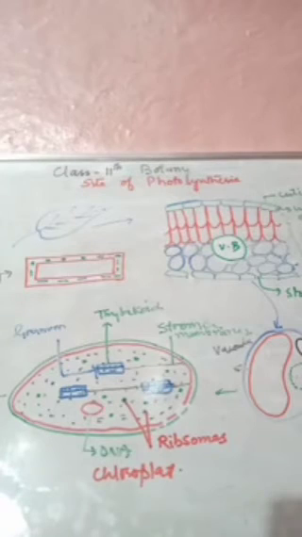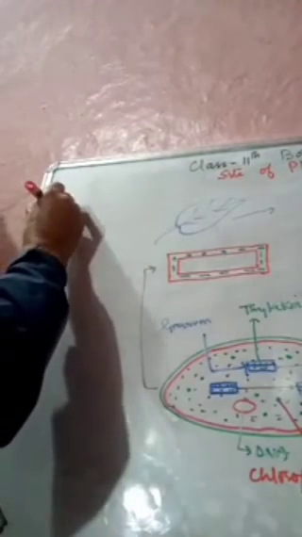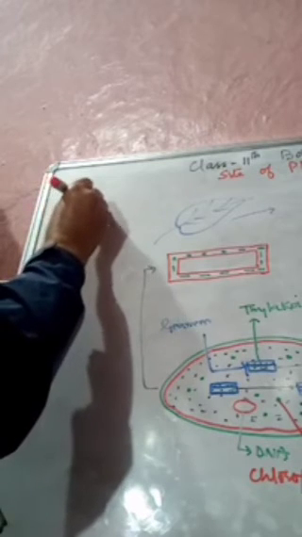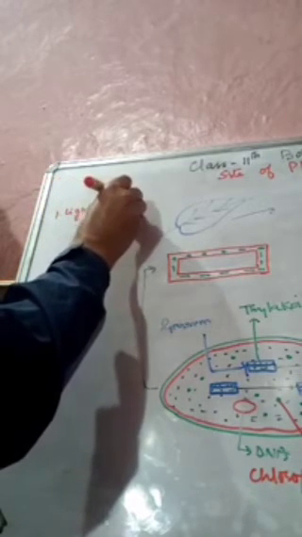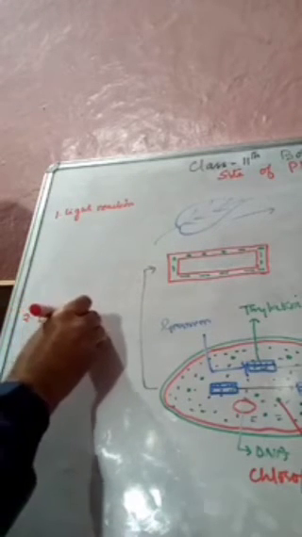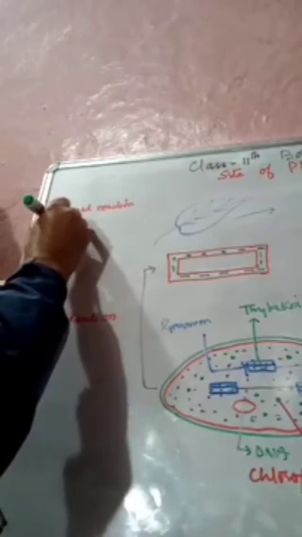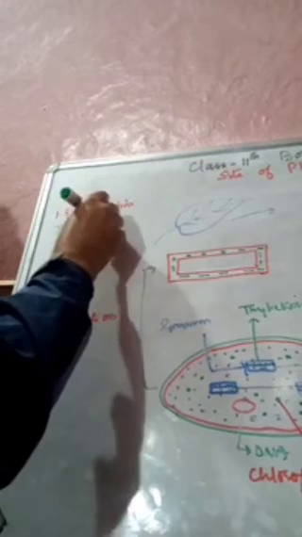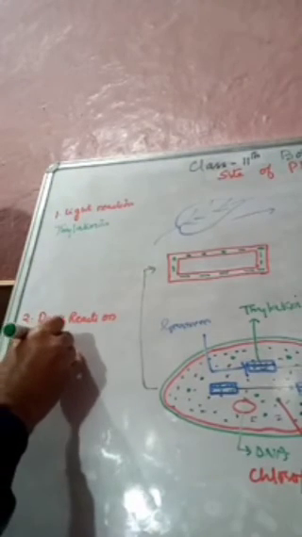Now, we know that the whole process of photosynthesis takes place in two reactions. One reaction is called the light reaction, and the second is called the dark reaction. The light reaction takes place in the thylakoids, while the dark reaction takes place in the stroma.